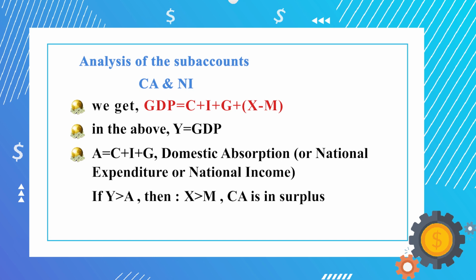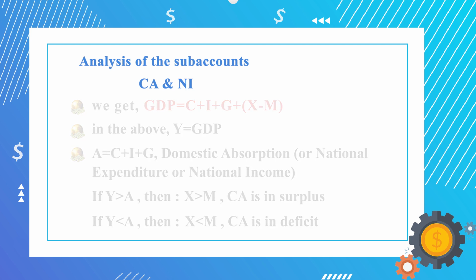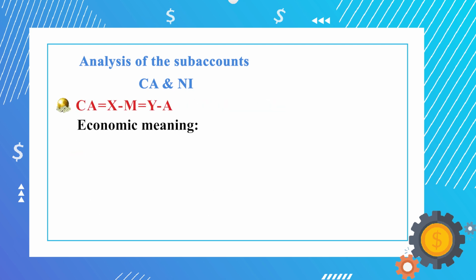If Y is bigger than A, then X is bigger than M, current account is in surplus. If Y is smaller than A, then X is smaller than M, current account is in deficit. The economic meaning can be explained as following.